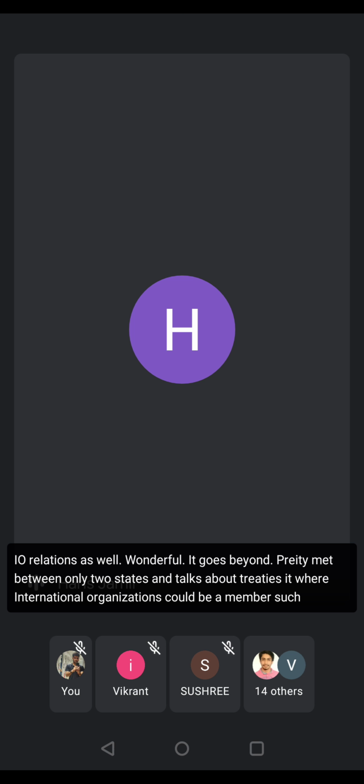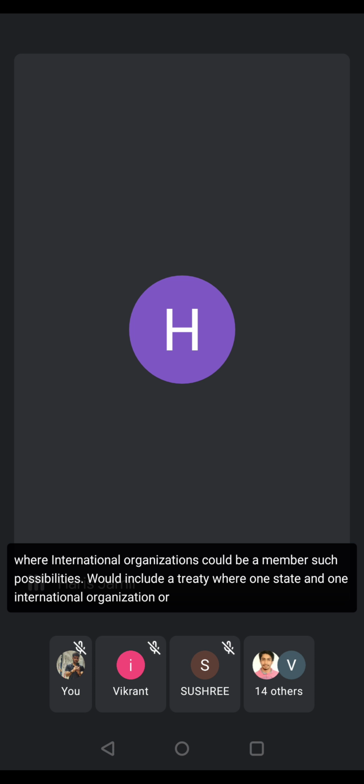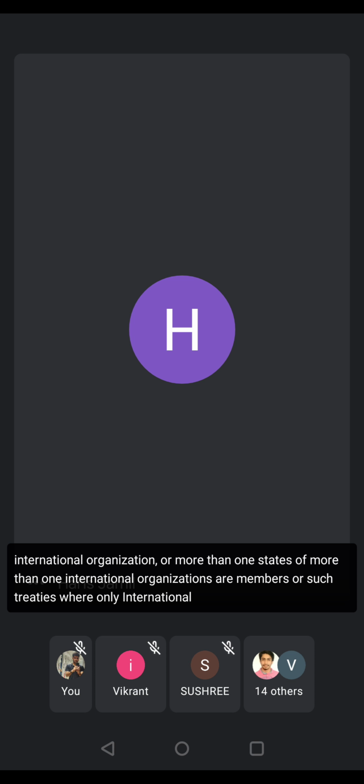Such possibilities would include a treaty where one state and one international organization, or more than one states or more than one international organizations are members, or such treaties where only international organizations are members, right?